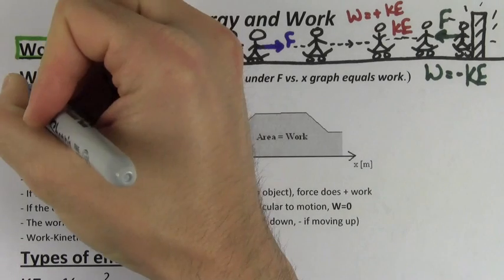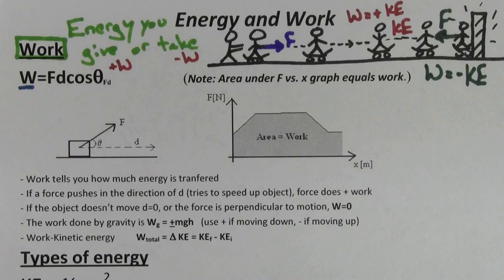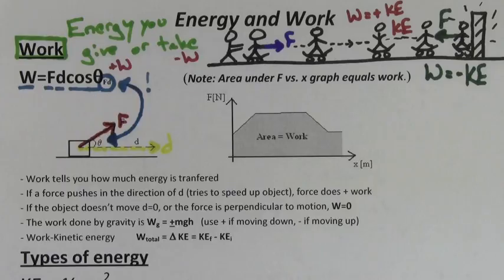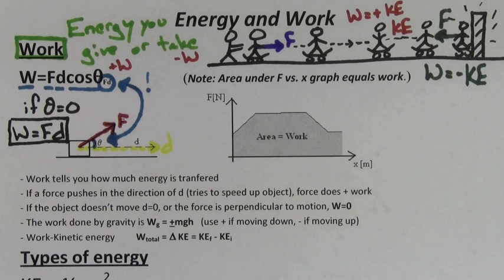Another way to determine the work is by using the formula work equals FD cosine theta. F is the force that's doing the work. D is the distance the object travels. Theta is not just any theta in the problem, it's the angle between the force and the direction the object is moving. Oftentimes the force is in the same direction as the motion, which makes theta 0 and this formula turn into just work equals FD.